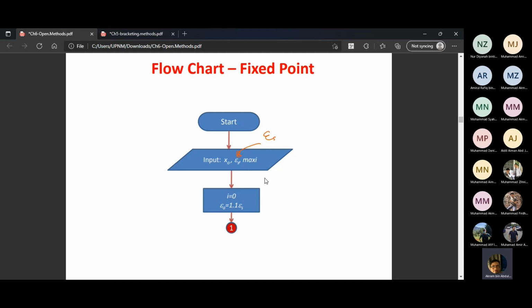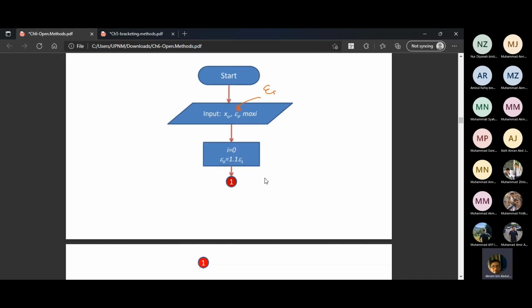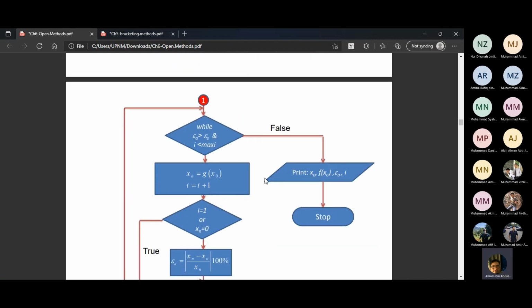Where for this flowchart, what will happen? The iteration will continue to happen until the value of epsilon A is less than the value of epsilon s, or the maximum iteration has been reached.